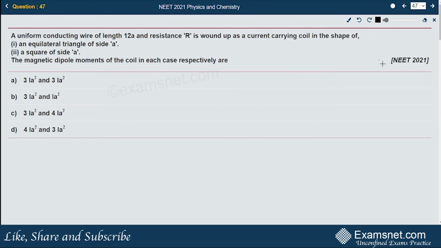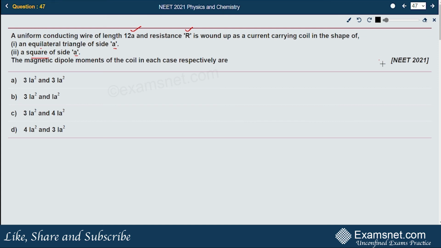Alright, now question number 47 is from the chapter Magnetism and Matter. And the question is, a uniform conducting wire of length 12A and resistance capital R is wound up as a current carrying coil in the shape of first an equilateral triangle of side A and second a square of side A. So the magnetic dipole moments of the coil in each case respectively are.